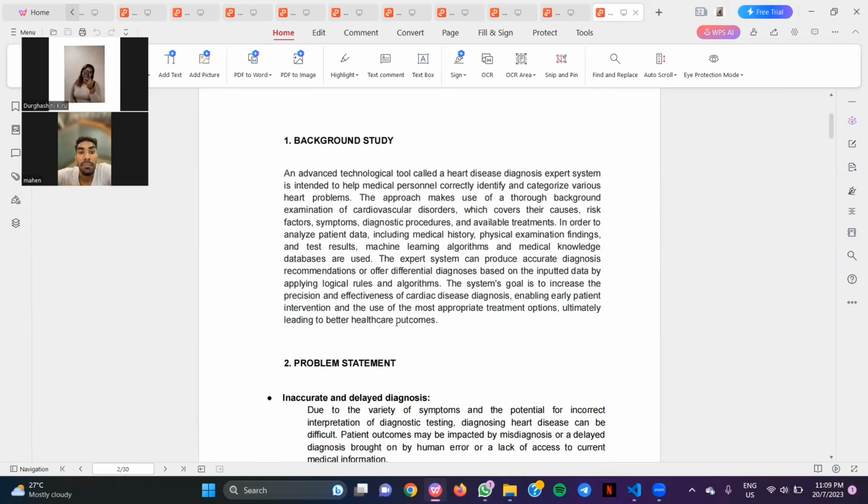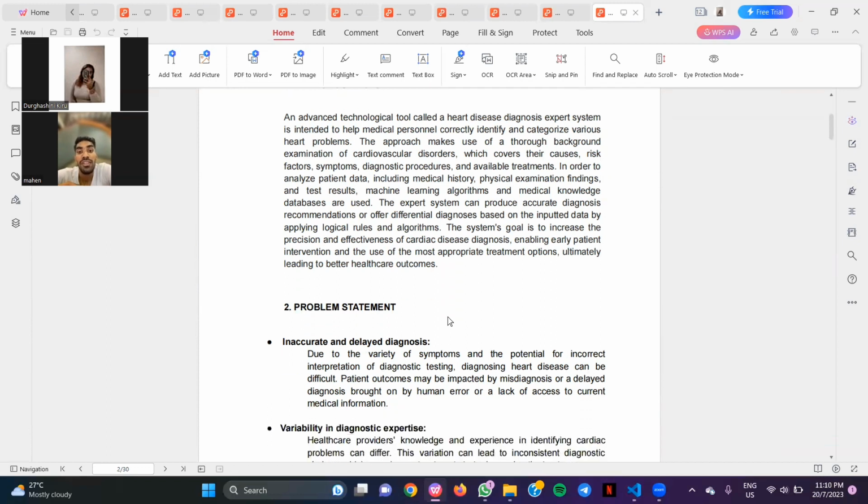In order to analyze patient data, including medical history, physical examination findings, and test results, machine learning algorithms and medical knowledge databases are used. The expert system can produce accurate diagnosis recommendations or offer differential diagnosis based on the interpreted data, applying logical rules and algorithms. The system's goal is to increase the effectiveness of cardiac disease diagnosis, enabling early patient intervention and the use of the most appropriate treatment options, ultimately leading to better healthcare outcomes.